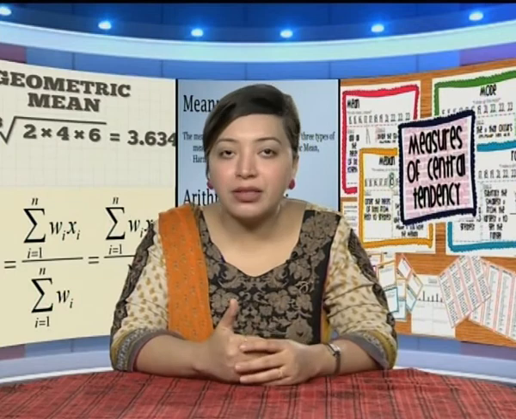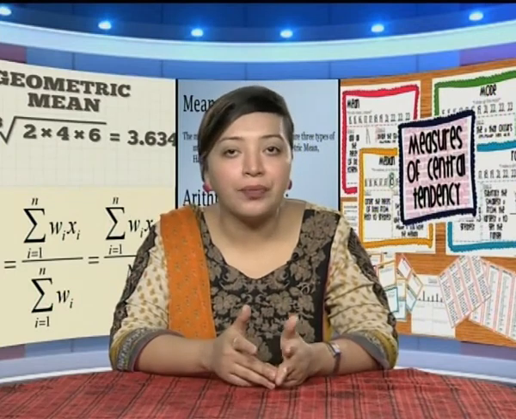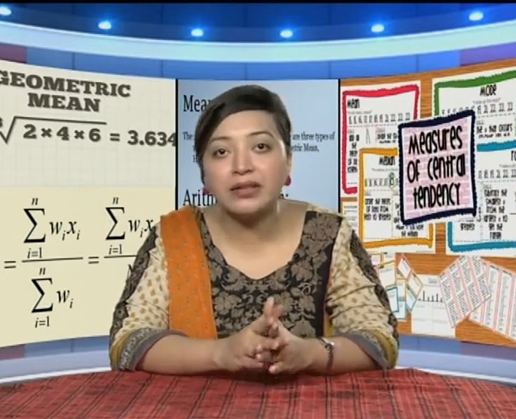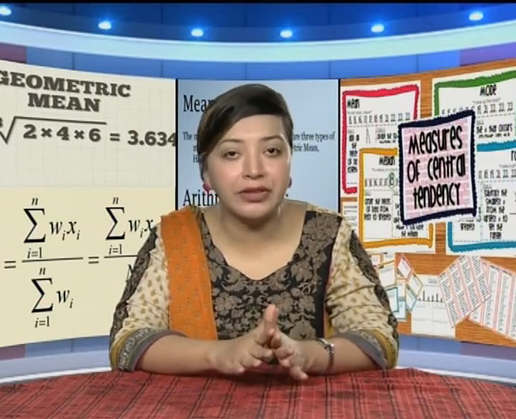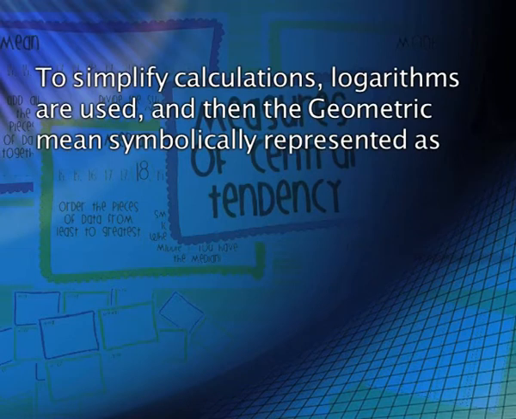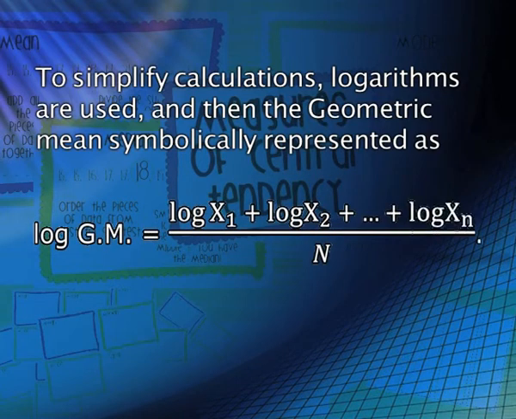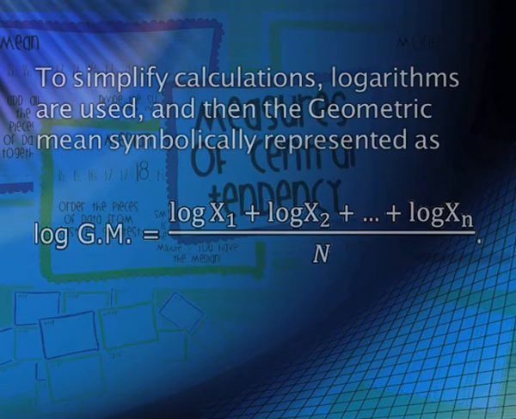When the number of items is 3 or more, the task of multiplying the numbers and extracting the root becomes excessively difficult. To simplify calculations, logarithms are used, and then the geometric mean is symbolically represented as log of GM, which is equal to log of x1 plus log of x2 plus log of x3 plus so on till log of xn. The whole thing is divided by n.